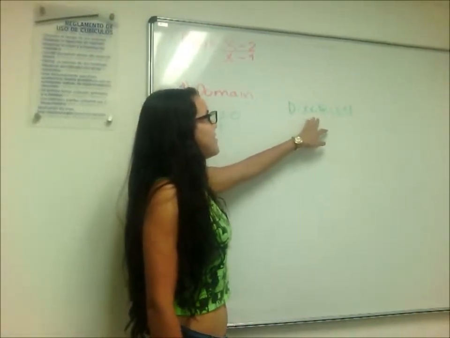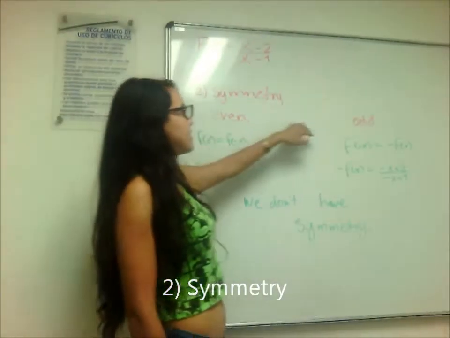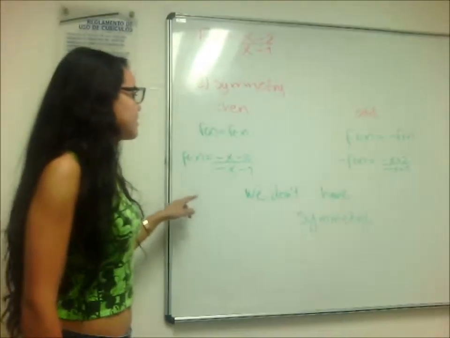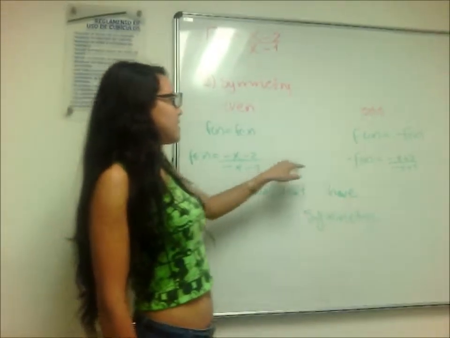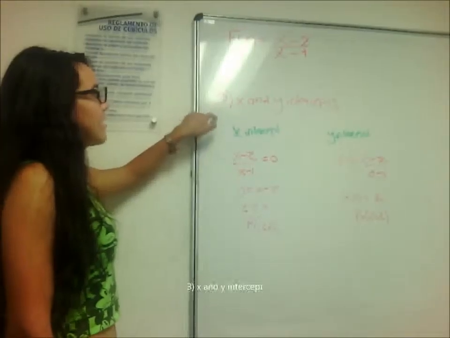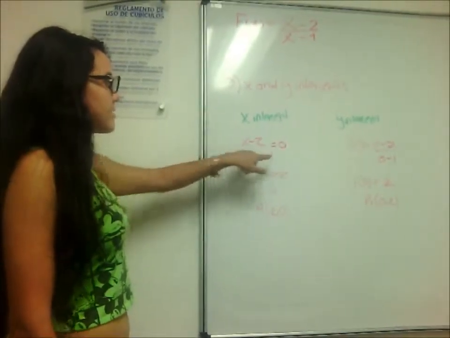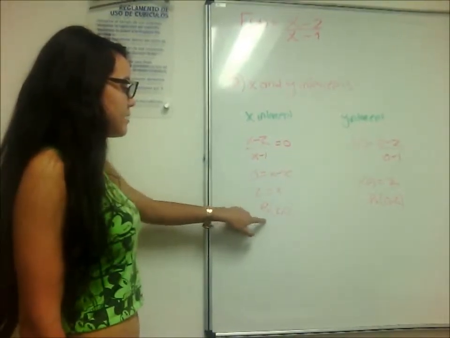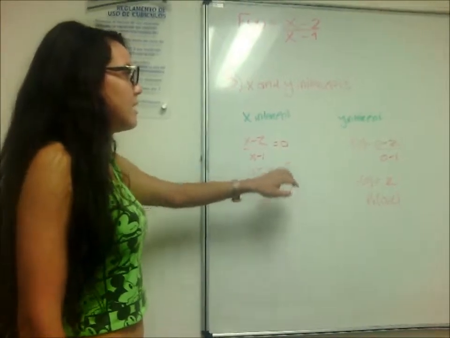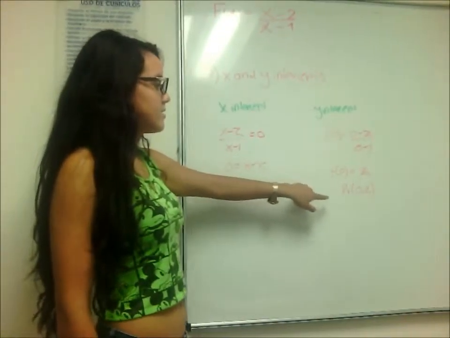These all are the real numbers except. Well, for the symmetry, we use the even symmetry or the odd symmetry, and in this case, we don't have even symmetry or odd symmetry, so we don't have symmetry. Well, x and y-intercept. To get the x-intercept, we set y equal to 0 and the point is (2, 0), and the y-intercept is when x equals 0 and the point is (0, 0).